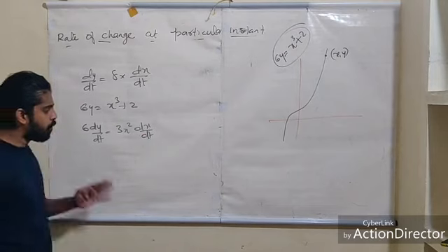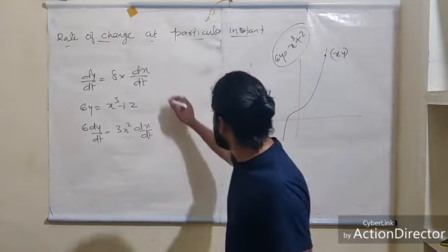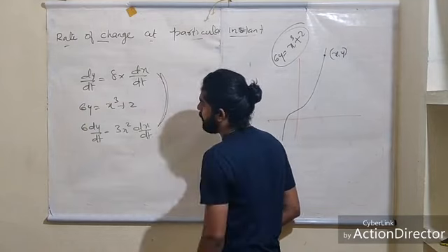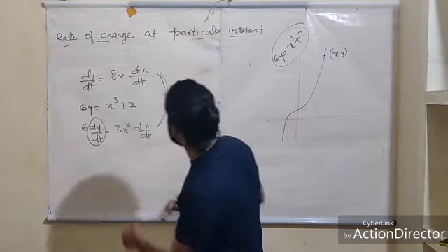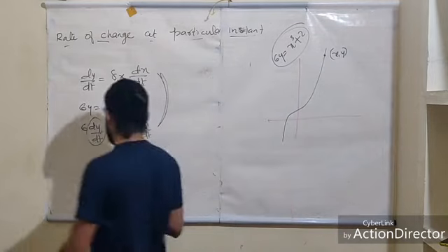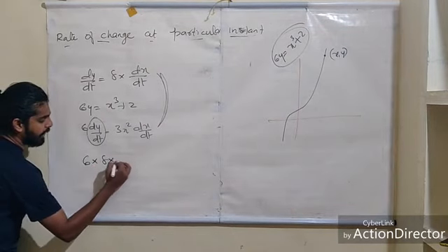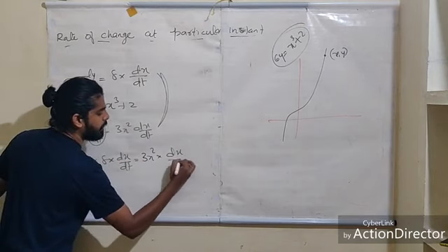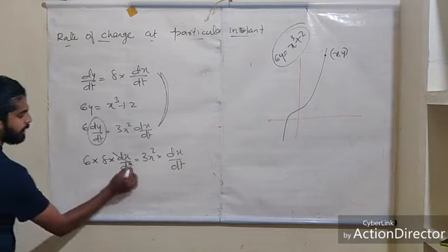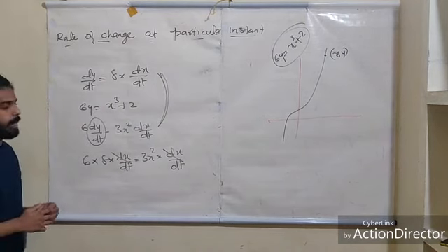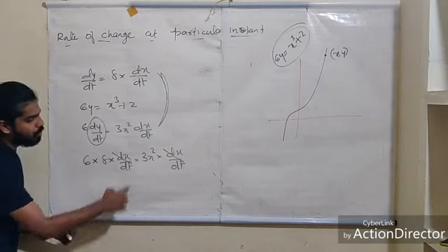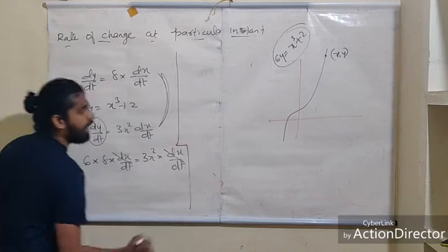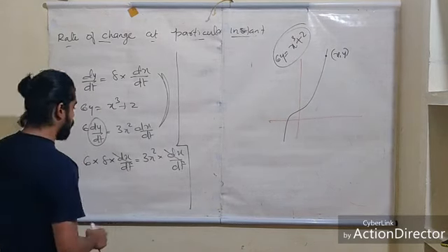6 dy by dt will be equal to 3x square dx by dt, and we will compare these two equations. Here dy by dt equals 8 times dx by dt. So in place of dy by dt, you can substitute 8 times dx by dt. So 6 into 8 times dx by dt will be equal to 3x square into dx by dt. And here dx by dt will be cancelled, right? So 6 into 8 is equal to 3x square, and solving this you can find x, means you can find the x coordinate of that point which is required.